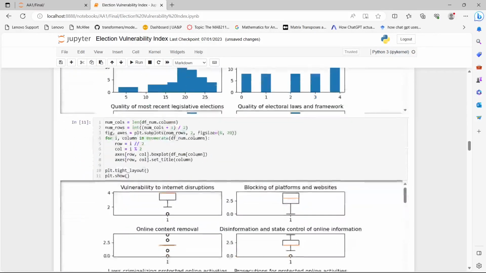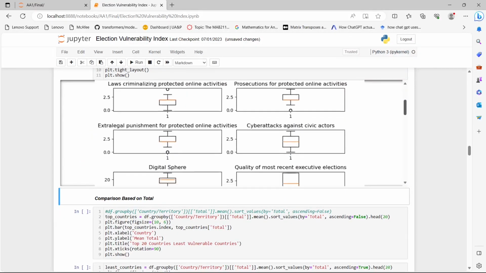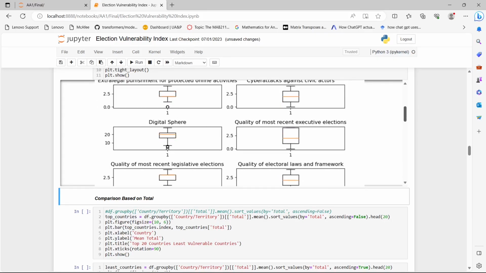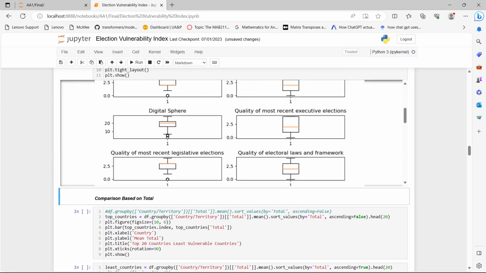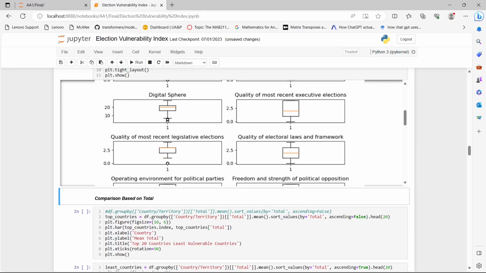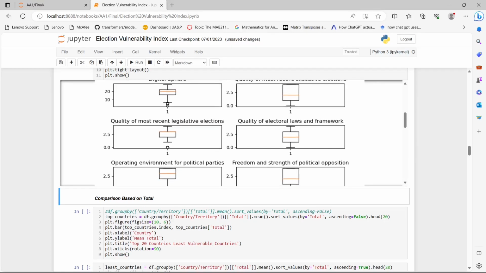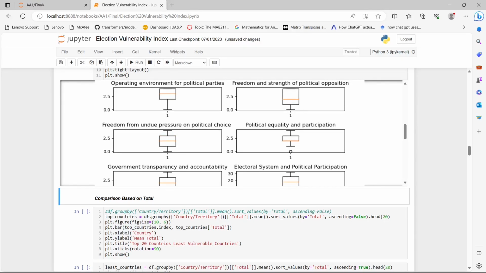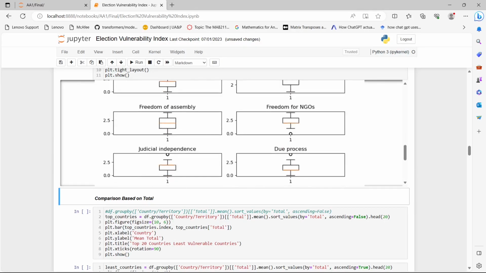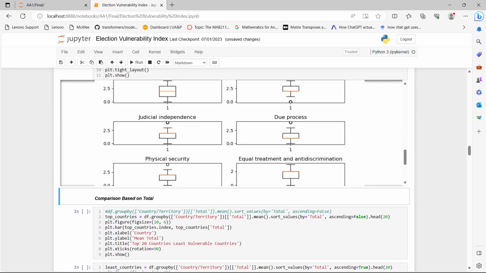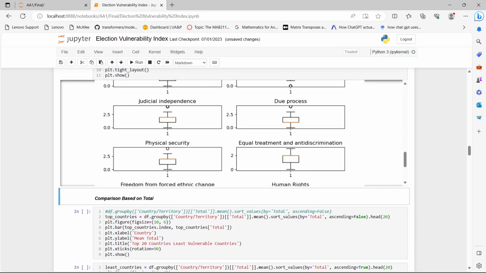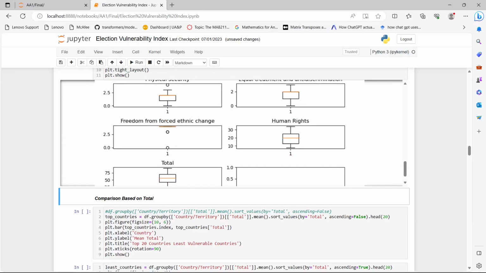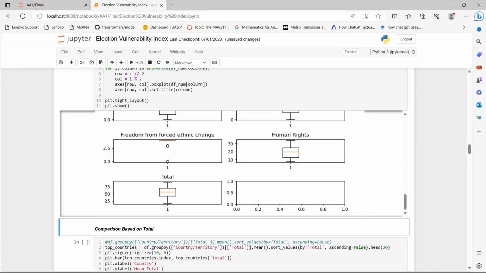Okay, there we have it. Let's see which one has outliers. The digital sphere has some outliers, and also the quality of most recent legislative elections. Also this one, political equality and participation. And also we have the due process, the judicial independence. We also have the physical security, freedom from forced ethnic change. So we have those things.